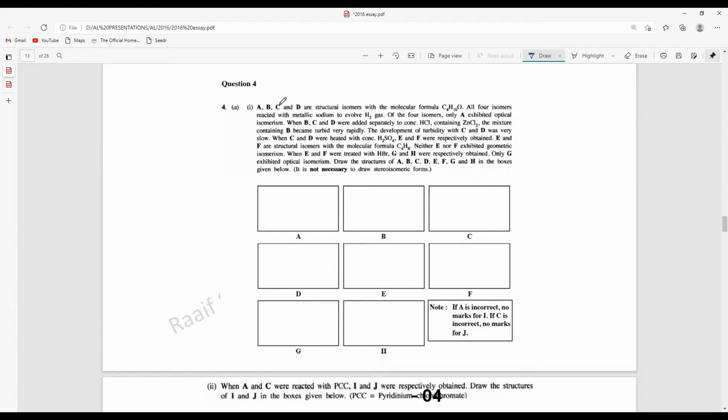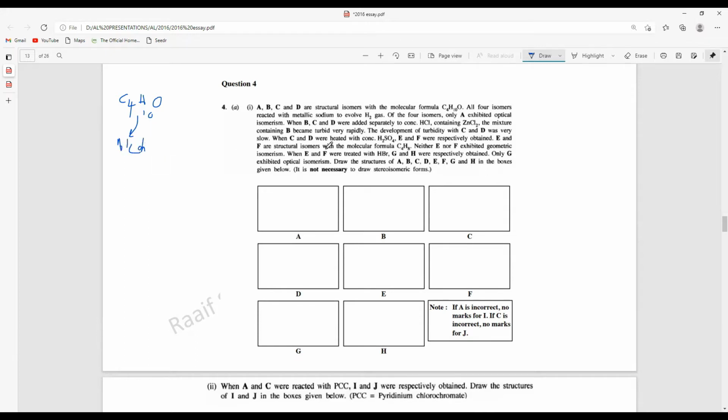So A, B, C, D are structural isomers with the molecular formula C4H10O. The first thing is to identify what this could be. C4H10O has one oxygen, so this cannot be a carboxylic acid, because a carboxylic acid has two oxygens. It cannot be an ester, and it cannot be an amide because there is no nitrogen. So this could be three things. One is alcohol.